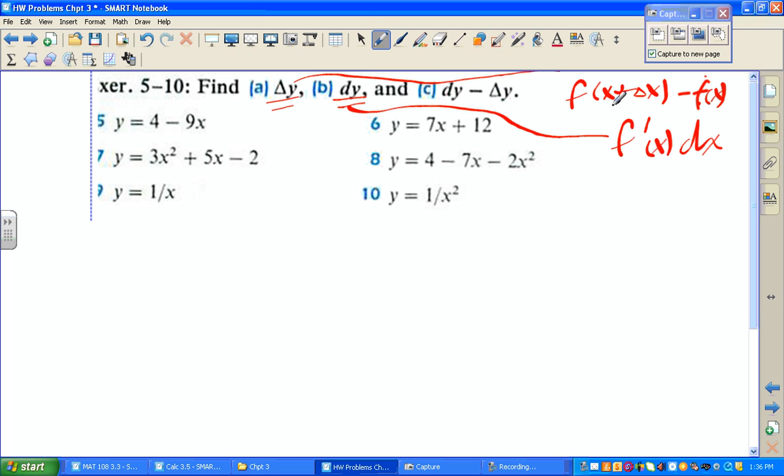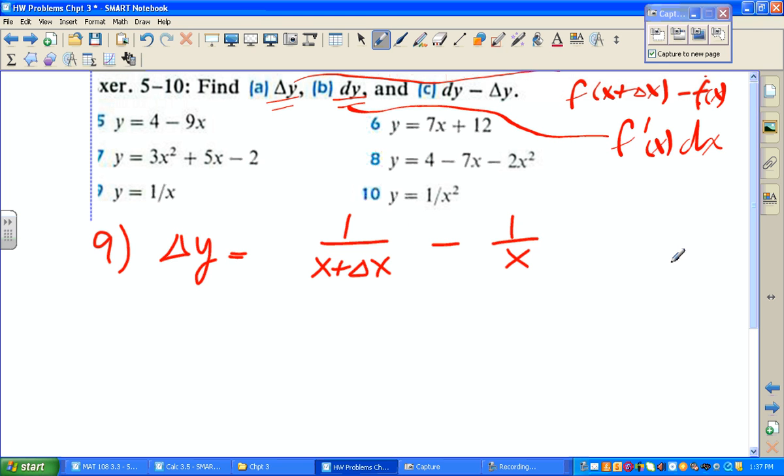Delta y is actually supposed to be f of x plus delta x minus f of x. It's the difference in y. So for number 9, delta y would equal 1 over x plus delta x minus 1 over x.